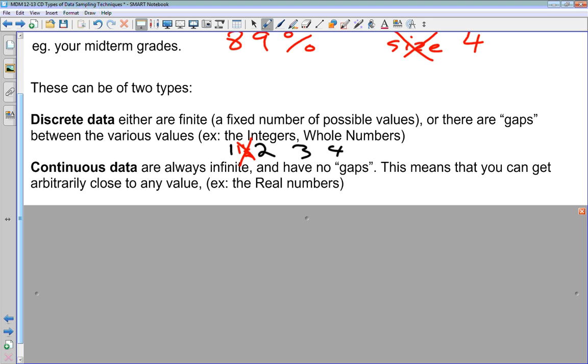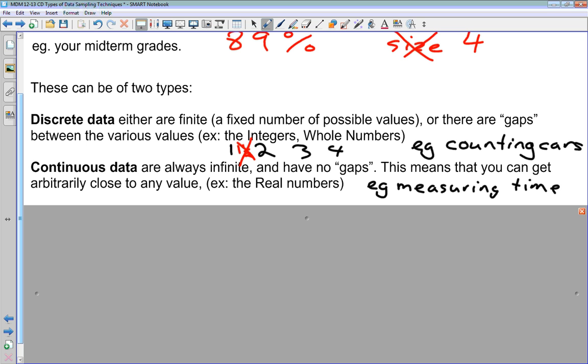Continuous data, on the other hand, have none of these gaps in between them. And they can potentially always be infinite. This means that you can get arbitrarily close to any value, for example anything that you're measuring with real numbers. From the last couple of units, we usually had examples of discrete data that occurred when you were counting something. I think the example I gave last unit was counting the number of cars. Whereas continuous data usually cropped up when you were measuring something, some length of time or something like that.